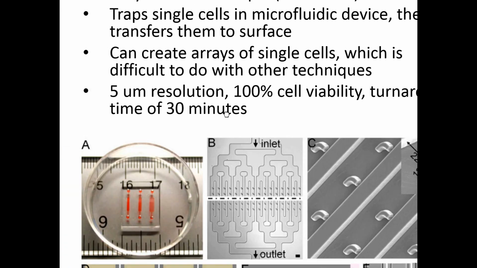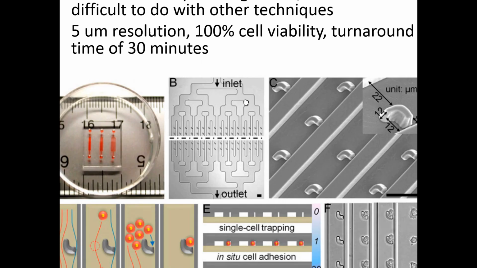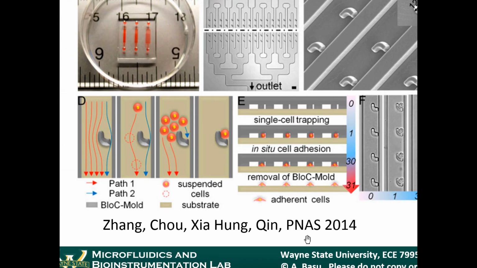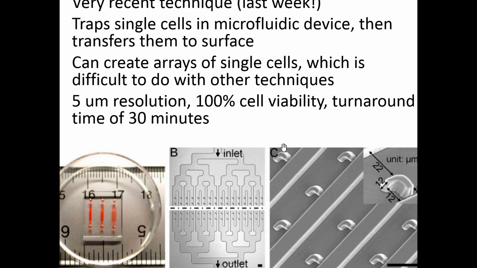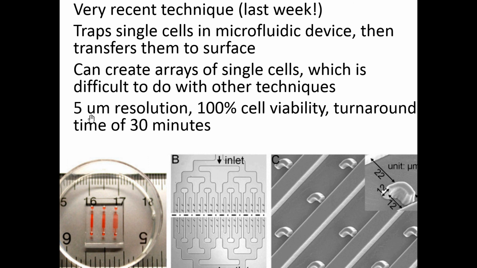The reason why this was published in this journal, PNAS, Proceedings of the National Academy of Sciences, one of the top journals in the world, is that Science, Nature, and PNAS are like the three really big journals in all areas of science. It was published there because you get very high resolution, but you also get very high cell viability. The ability to trap just single cells and to create patterns of single cells is very challenging. You can create colonies or groups of cells, but patterning single cells on a surface is a little bit more difficult.